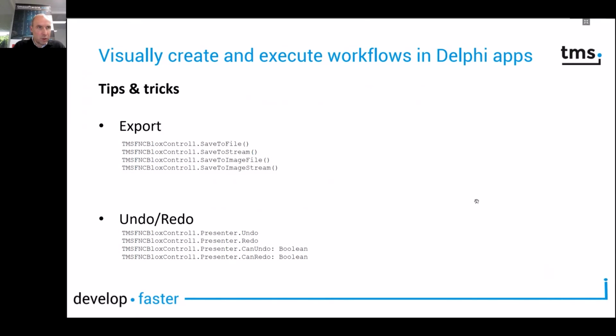It's also possible to save this to a stream and, for example, put this stream into a database blob if you prefer to persist your diagrams into a database. You can also export it as an image. So if you want to create a static image from what you see in the blocks control, save to image file or image stream is what you could do.